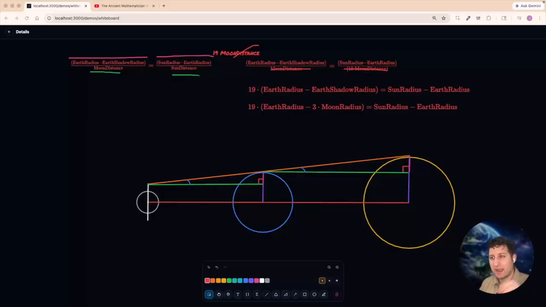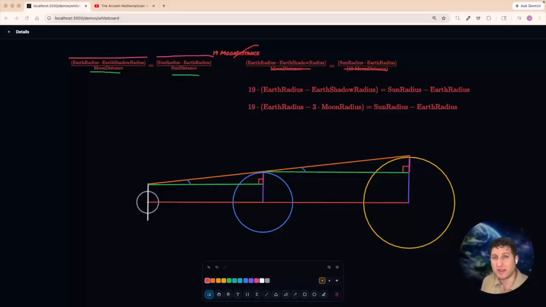So to replace the sun radius, we have to go back all the way to one of our first videos on Aristarchus. Remember that one of his big first realizations was that the sun was 19 times further away from the Earth than the moon was. And because they both appear to be the same size in our sky, that must also mean that the sun is 19 times larger than the moon.